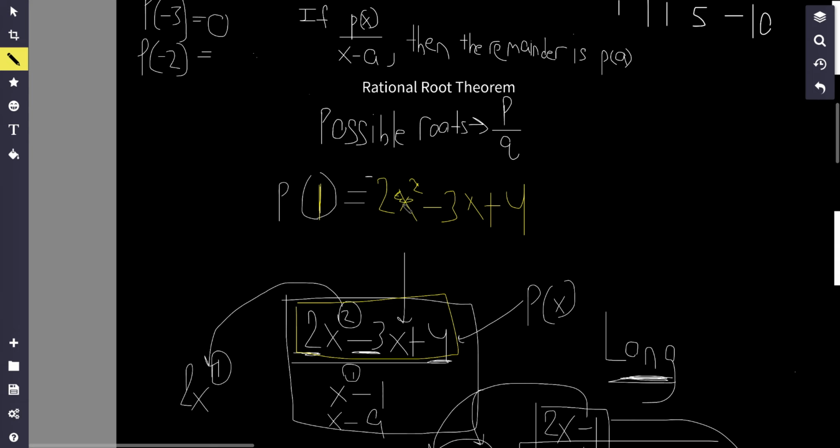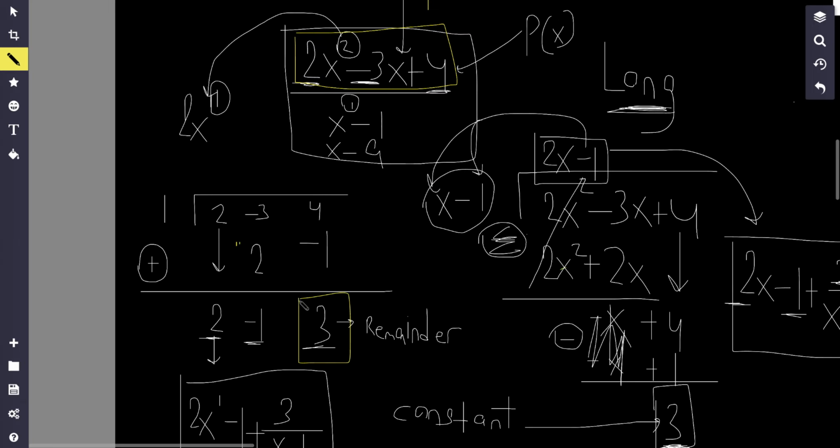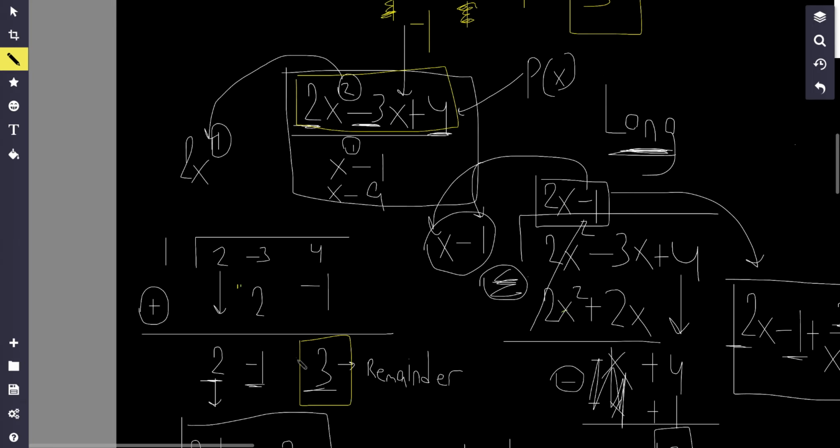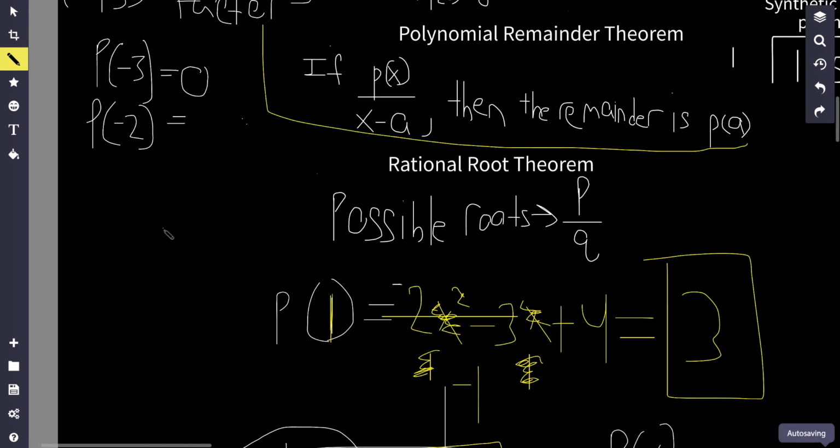So if I plug in 1 for x, I get 2 times 1, which is just 2, negative 3 times 1, which is just negative 3. 2 minus 3 is negative 1, and negative 1 plus 4 gives me 3. And notice how it gives me the remainder, and I don't actually have to do all of this work, right? So the polynomial remainder theorem is just a shortcut way of getting the remainder. We can do another example.